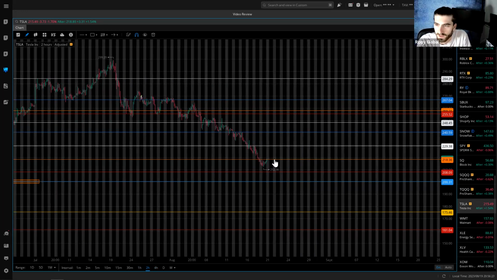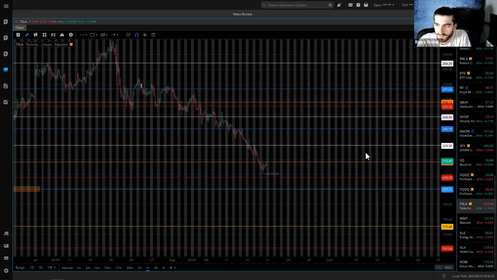If 218 holds above, we're going to push up to 230. If 230 breaks above and holds, we're going to push back to 240. These are the only levels you need that you see on my screen right now. These are the gap fills. These are the recontest. When they break downside, they recontest on the upside. They're all in correlation with each other.